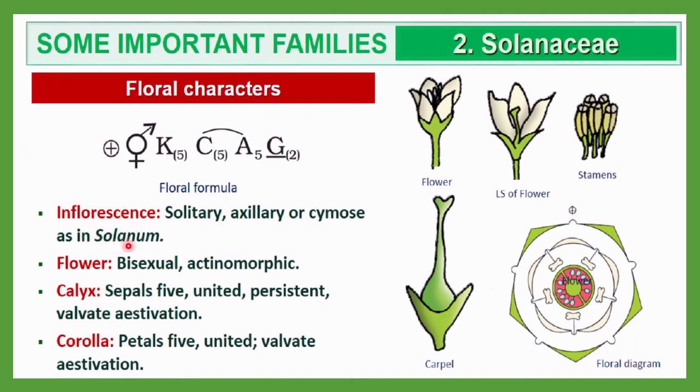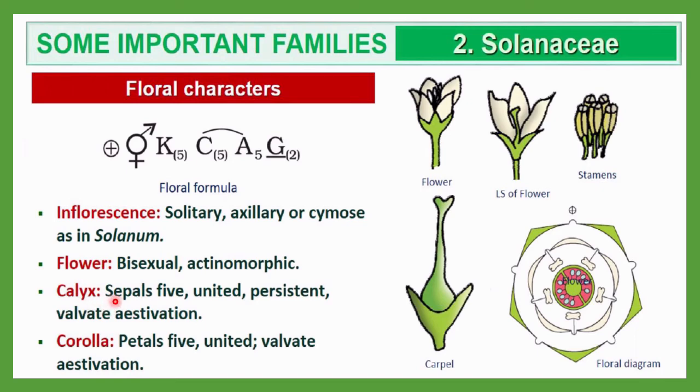in the case of Solanum. The flower here is bisexual. You can see this symbol indicating the bisexual flower, because here male and female both sexual organs are present in a single flower, androecium as well as gynoecium. And symmetry is actinomorphic. So here you can see this is the actinomorphic symbol. So here flowers are bisexual and actinomorphic.